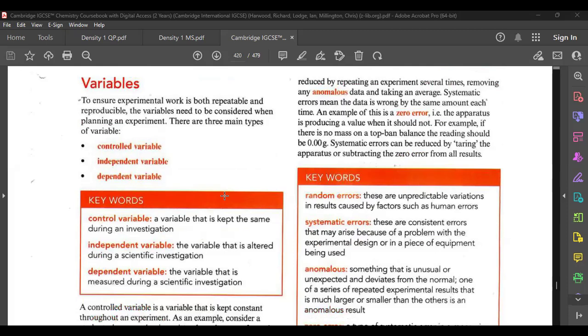Then there is a control variable, which stays the same during the investigation. Let's say you are discussing the pressure and volume relationship, that pressure and volume are proportional to each other. The third variable, temperature, always remains constant. So T is the control variable, and P and V, which are proportional to each other, are the independent variables.